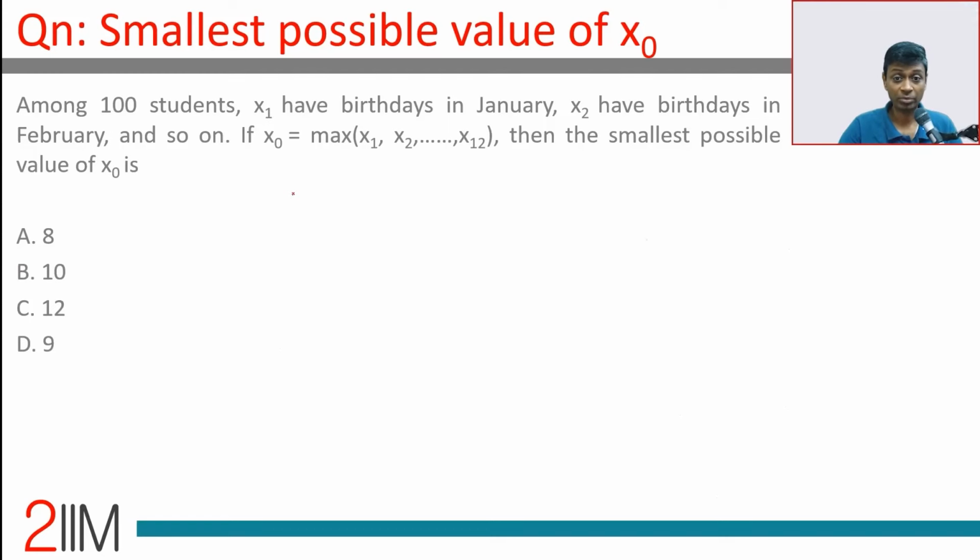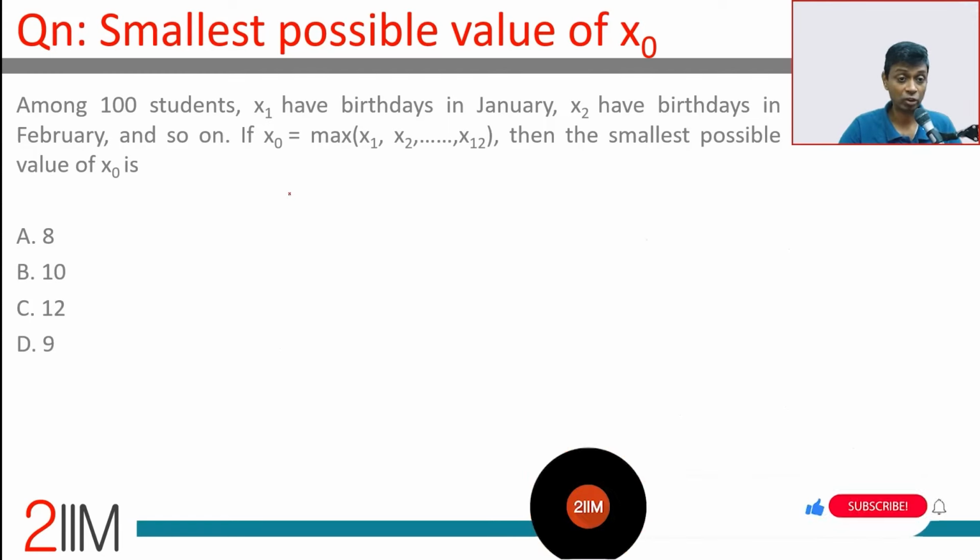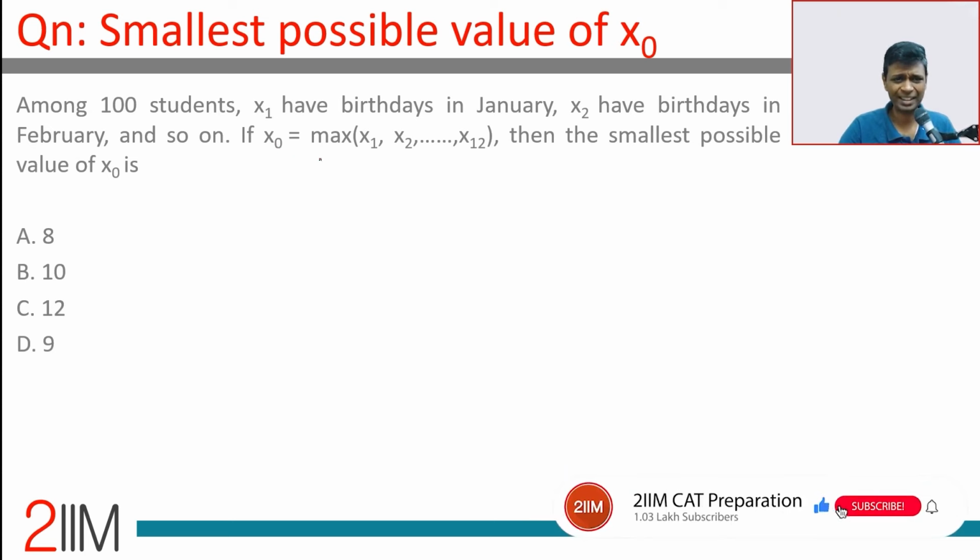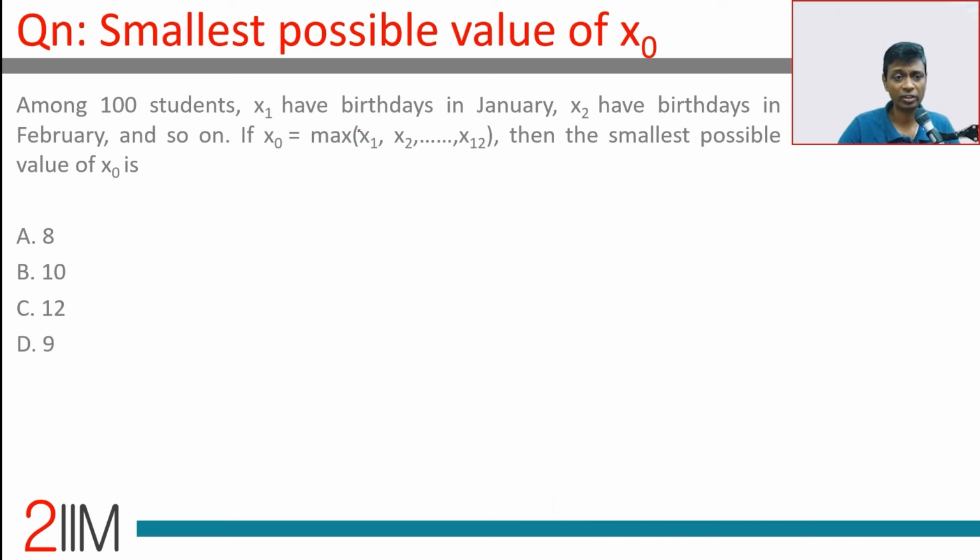Among 100 students, X1 have birthdays in January, X2 have birthdays in February, and so on. X0 equal to maximum of X1, X2, X3 till X12. Then the smallest value possible of X0. So all 100 could have birthdays in January, so X0 could be 100. Technically speaking, X0 could be 90, X0 could be 50. 50 people in January, others being distributed. We want to find the smallest possible.